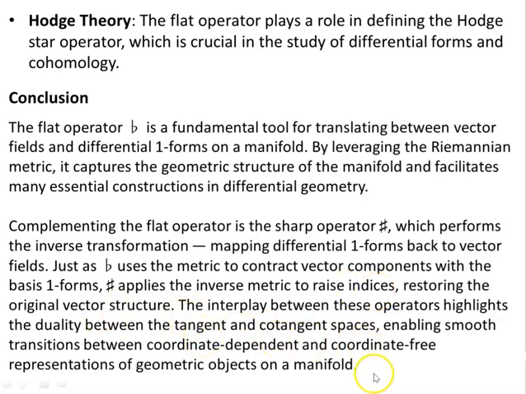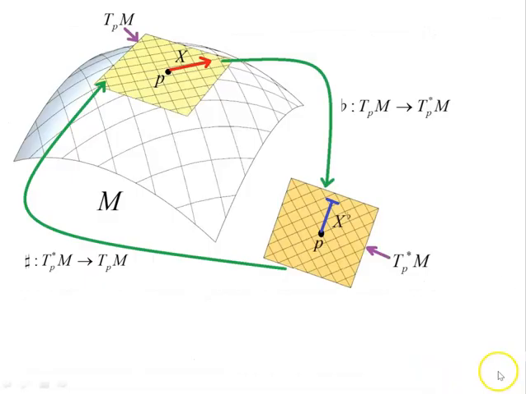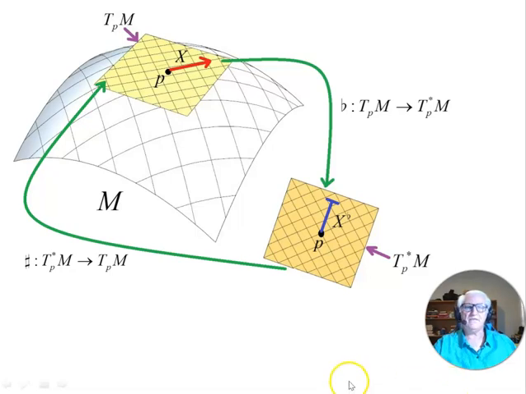So the interplay between these operators highlights the duality between the tangent and cotangent spaces, enabling smooth transitions between coordinate-dependent and coordinate-free representations of geometric objects on a manifold. All right, next now we come back here, and then finally a picture to represent all this. So here's our manifold M, here's our point P on that manifold M, and the tangent space to the manifold at the point P, and a vector in it.